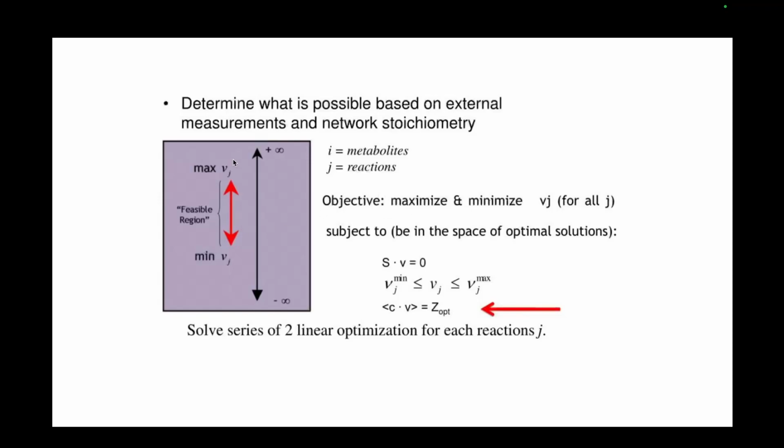So what you have is this feasibility region, which is the maximum and the minimum. Your I is the metabolites and J is the reactions, and your objective is to maximize and minimize VJ for all I, J. So you want to find the minimum and the maximum value. You need to solve this optimization problem, and what it will give you is a range in which those fluxes can reside, which can still give you the optimal solutions.